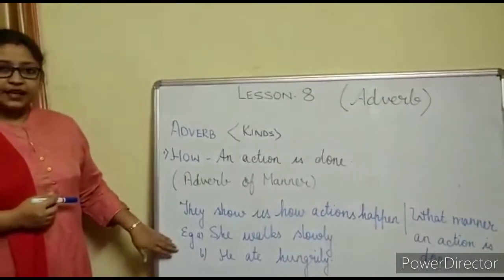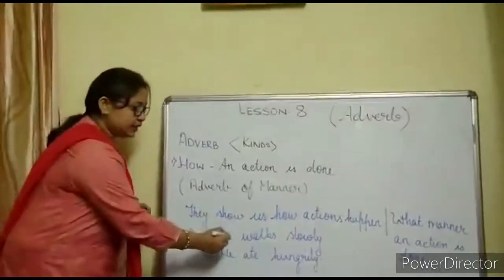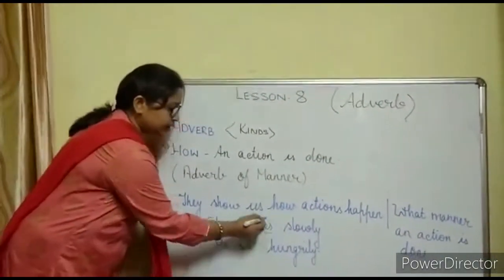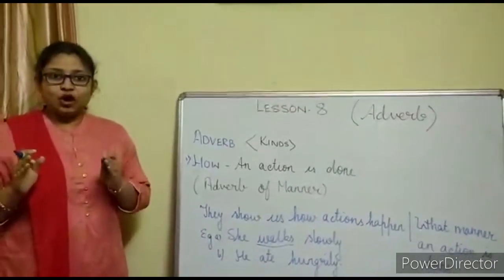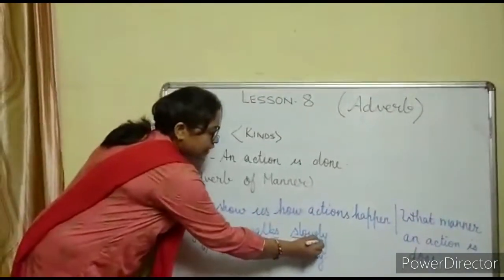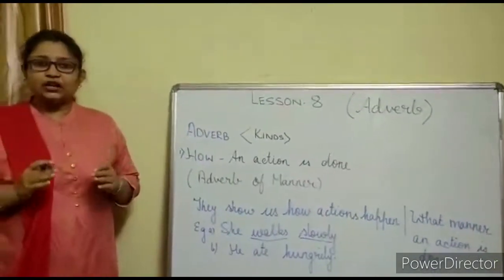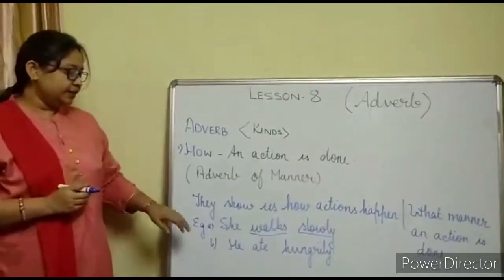Now let us take an example here. She walks slowly. Now this is the action verb. Verb, walks. Now how does she walk? Your answer will be slowly. So this slowly is adverb. And which kind of adverb? Adverb of manner.